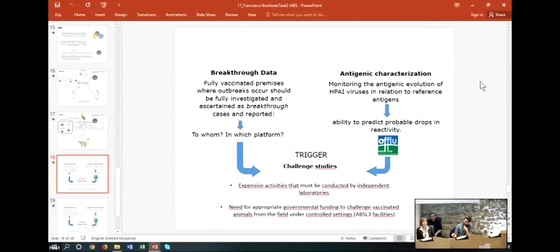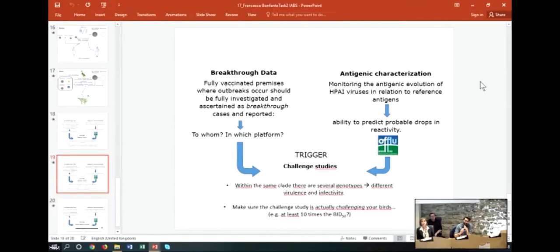And the other aspect for the virologists in the room is that be aware that there are multiple genotypes of these viruses in clade 2.3.4.4b, and this means that every virus behaves differently. And this has a strong impact on the challenge strain we select for our tests.